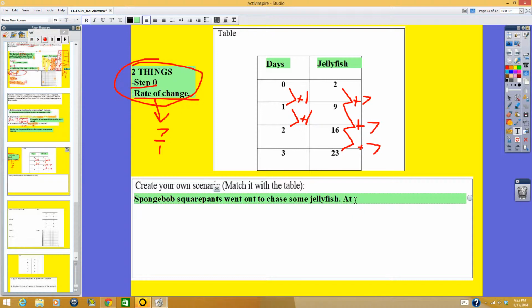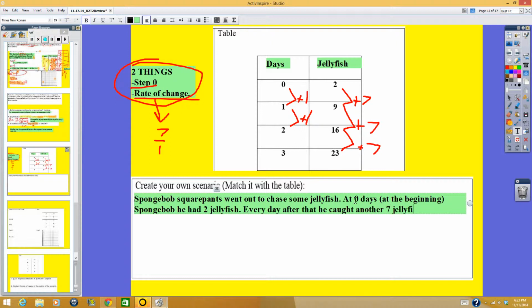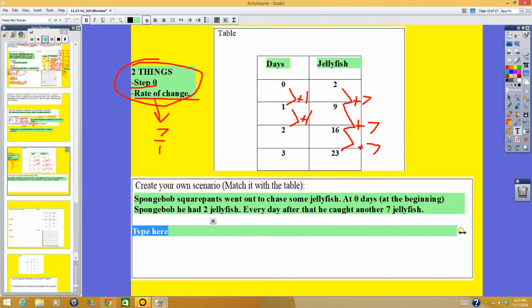Alright. At 0 days, or you could say at the beginning, right? Whatever. SpongeBob caught two, or you could say he had two jellyfish, right? Every day after that, like every one day, he caught another 7 jellyfish. Bam, you're done, right?